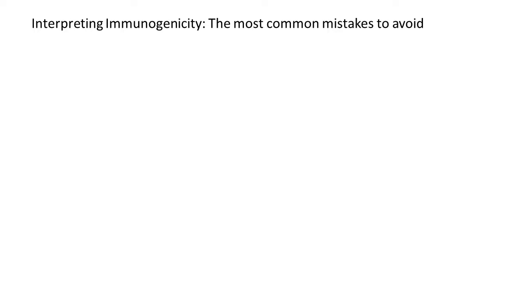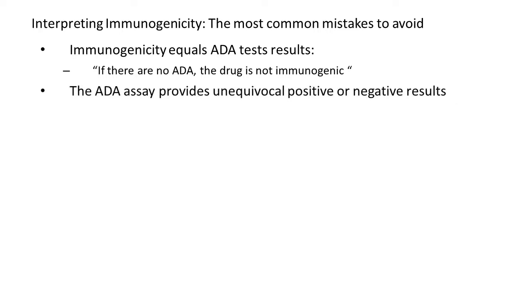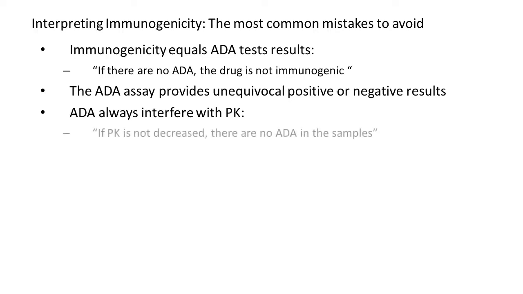This is a list of some of the most common mistakes that I encourage you to avoid when interpreting immunogenicity. Immunogenicity equals anti-drug antibody test results. I've seen this written many different ways, but basically the most typical statement is if there are no anti-drug antibodies, the drug is not immunogenic. The anti-drug antibody assay provides unequivocal positive or negative results. Anti-drug antibodies always interfere with PK.